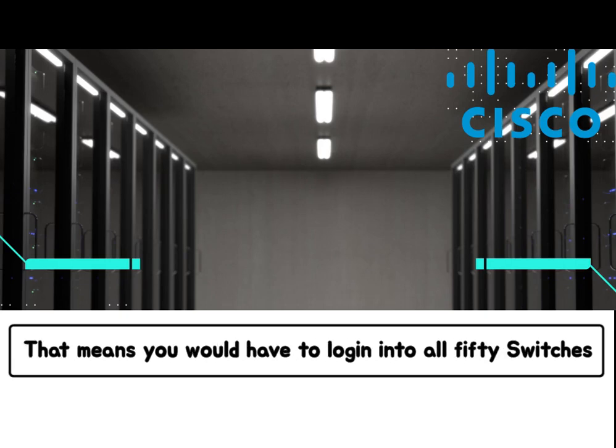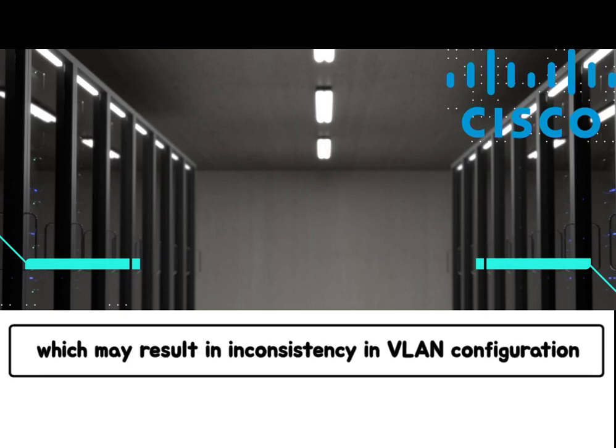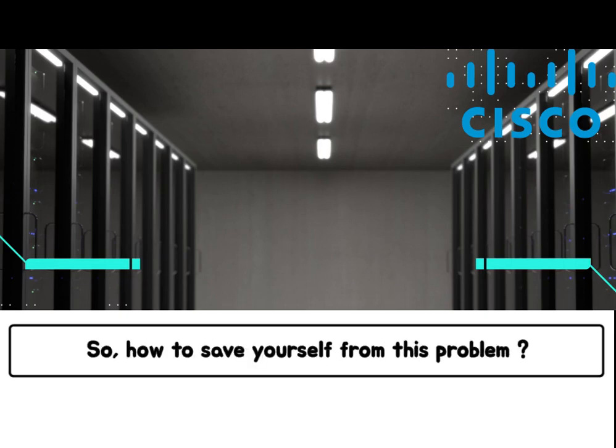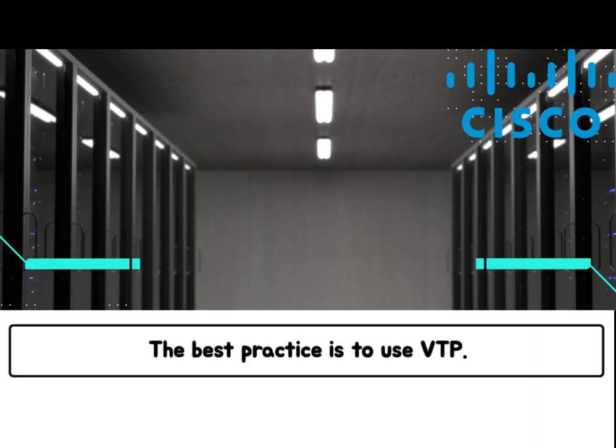That means you would have to log in to all 50 switches and enter the same config commands to create a new VLAN, which may result in inconsistency in VLAN configuration and time-consuming tasks. So, how do you save yourself from these problems? The best practice is to use VTP. VTP allows you to rescue yourself from these problems.